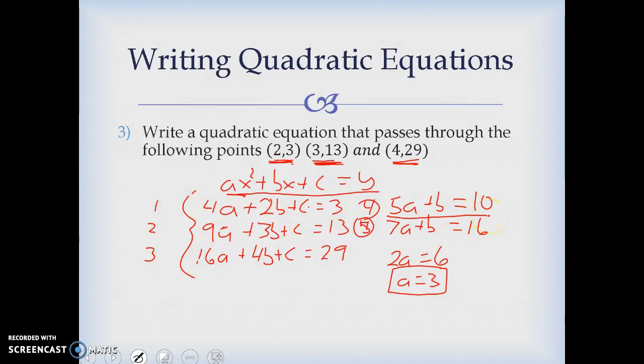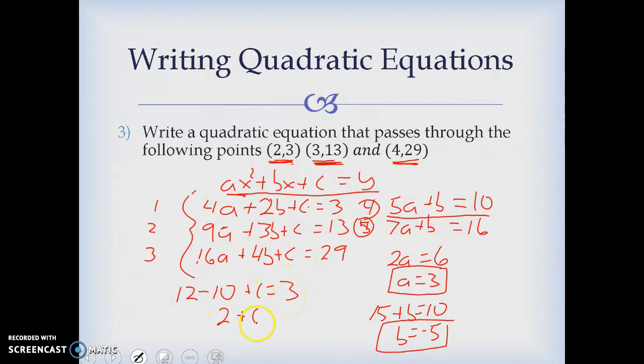So 5 times a, well that's 5 times 3, which is 15, plus b equals 10. Well, that means that b, if I subtract 15 from both sides, b is negative 5. And if a is 3 and b is negative 5, let's go back to equation number 1. 4 times a, well that's 4 times 3, which is 12. 2 times b is 2 times negative 5, which is negative 10, plus c equals 3. Well, 12 minus 10 is 2, plus c equals 3. If I subtract 2 from both sides, that means c is 1.